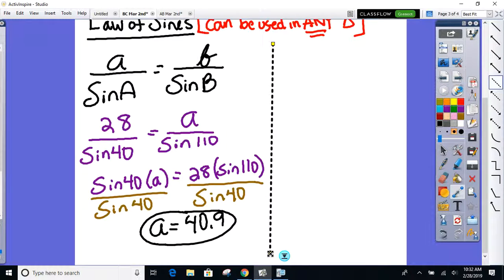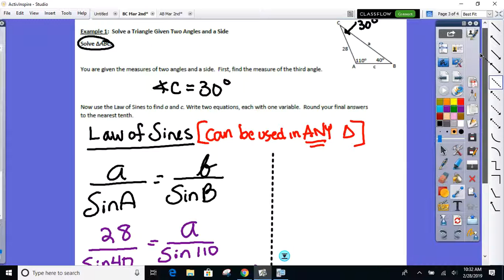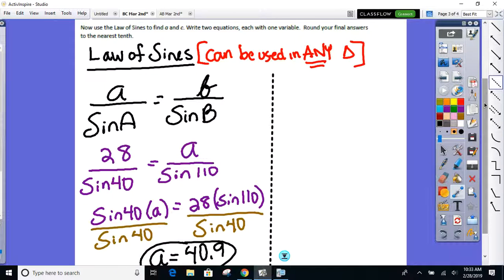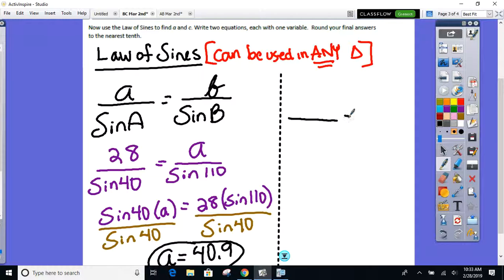All right, now we have to find the other side, which is side C. Unfortunately, can't do Pythag, right? Don't have a right triangle, can't use Pythag. But we can use law of sines. Can we still use 28 and sine of 40? Sure. I'd probably recommend that versus what we just found, because if you made a mistake, you're going to make a mistake here. All right, so keep the 28 over sine 40.